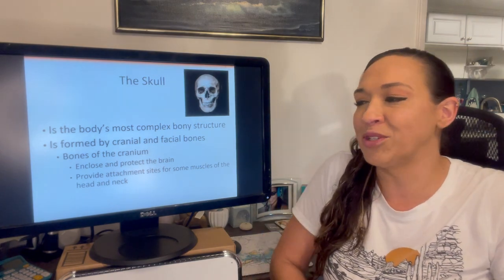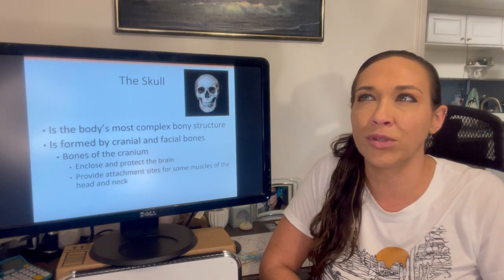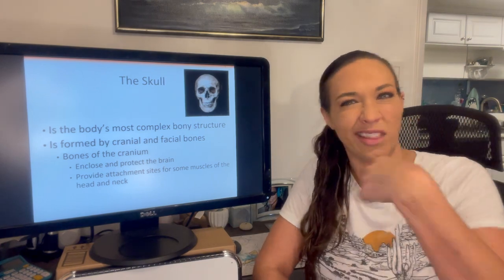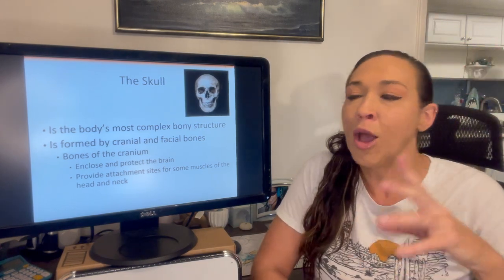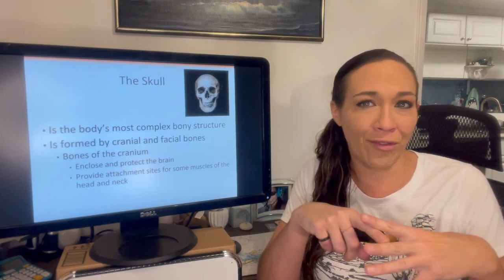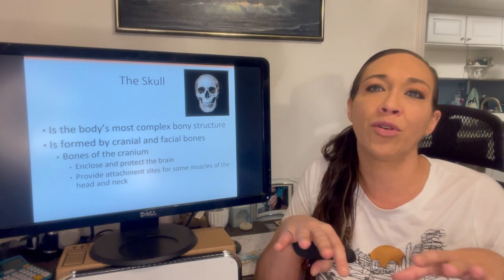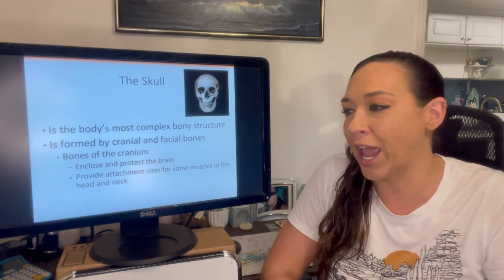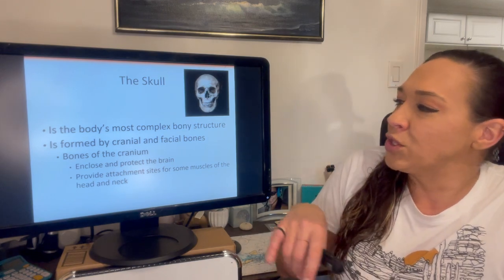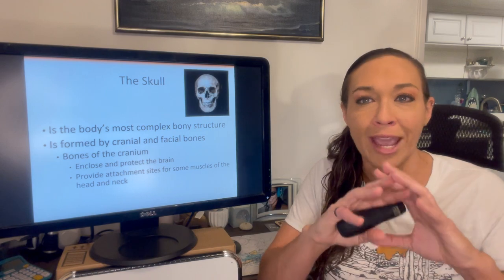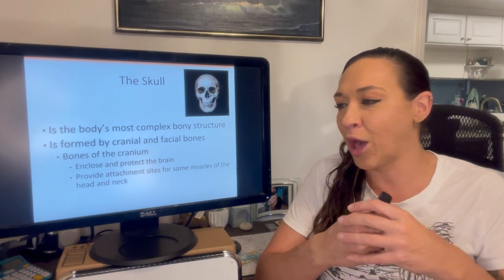So starting with the top, we do have the skull, and the skull is the most complex bone in our body. And you wouldn't really probably think of that because you just kind of think that it's like a big hole with your brain inside. But really, there are a lot of different sinuses and cavities and sections, and we're going to go through all of those right now. They are formed by both the cranial and the facial bones. So the bones of the cranium are going to protect your brain, right? They're going to encapsulate your brain, and they're going to help protect that.